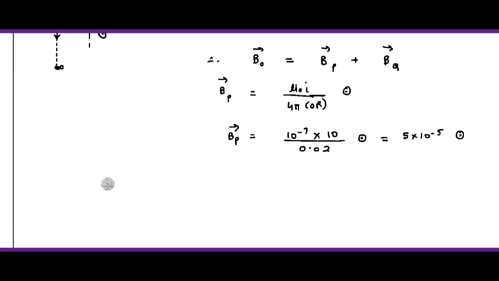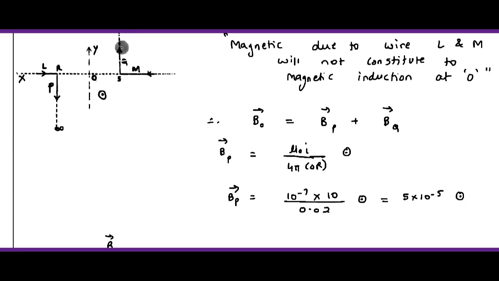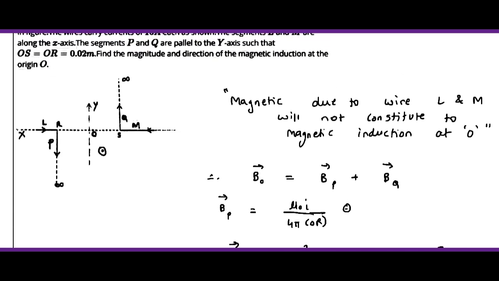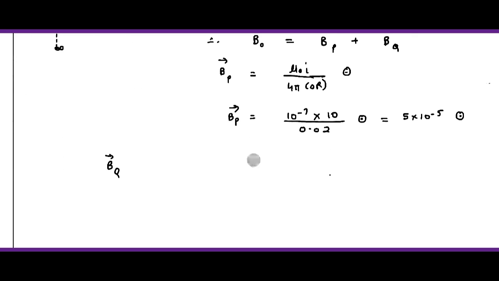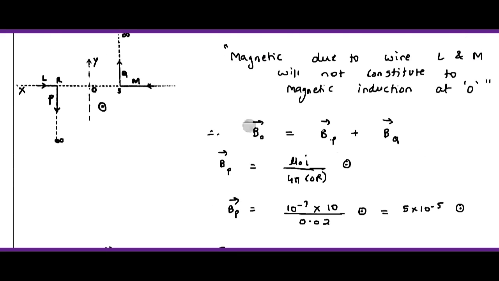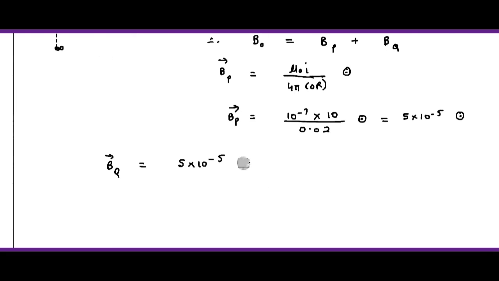Similarly we will calculate it for BQ. As we can see, the wire is carrying the same current, and it is also semi-infinite in length. So I am directly writing the result over here. This also comes out to be 5 into 10 raised to minus 5, and the direction can again be calculated by using right hand thumb rule. So again it will be outward at point O.